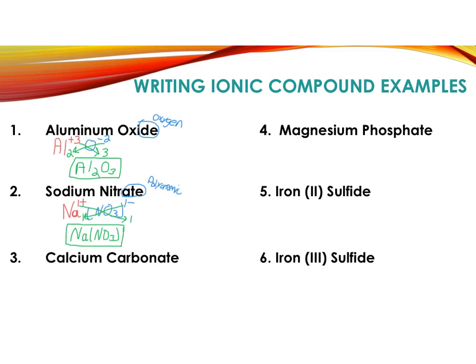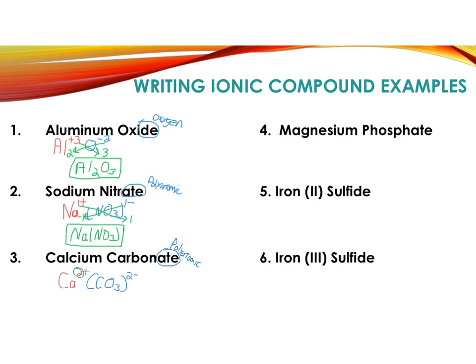Third example is calcium carbonate. Calcium is my metal. It is Ca. It is in group 2 of the periodic table, so it has an oxidation number of 2 plus. Carbonate, once again, ending right here in ate, which means that it is a polyatomic ion from that table. In this case, carbonate is CO3 with 2 negative charges, so CO3 2 minus.